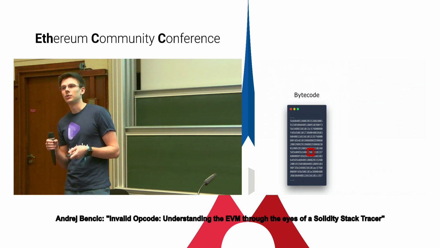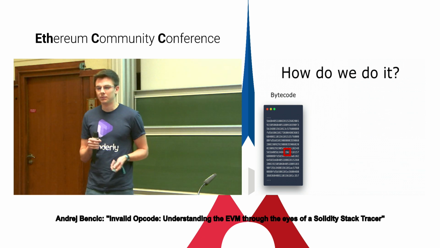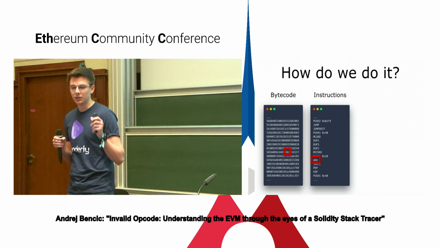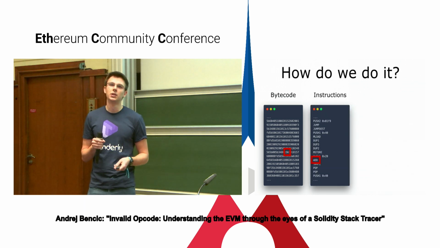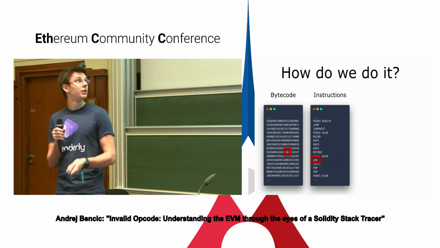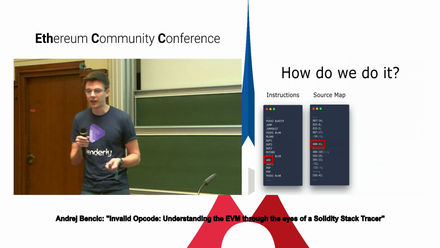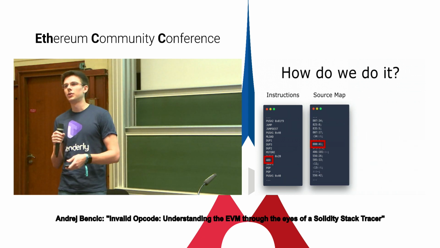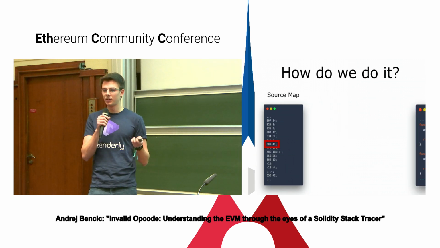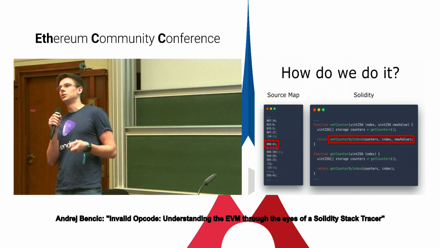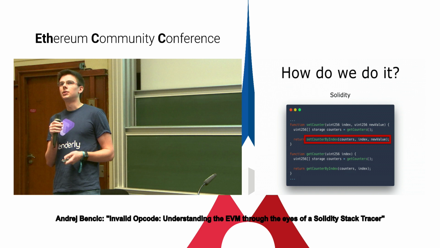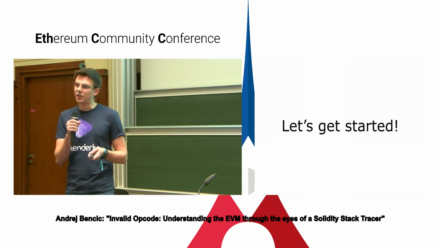So how would that process look in overview? We would take the bytecode and transform it into something more readable, so we would transform it into instructions. And from there, we would find the source mapping for the instruction that we found and use that source mapping to get to the final Solidity source code. That's the overall process. But how do we do it exactly? Let's get started.